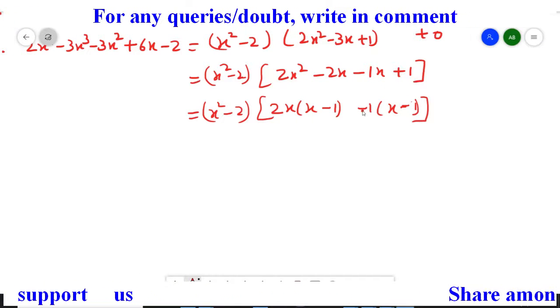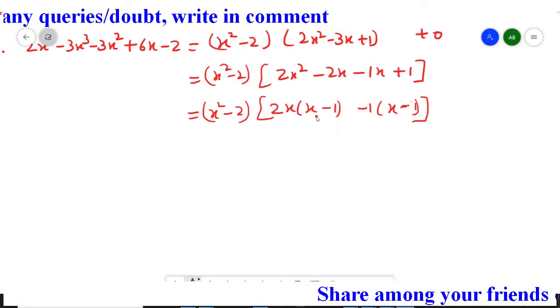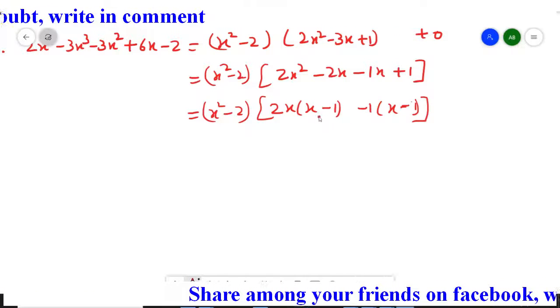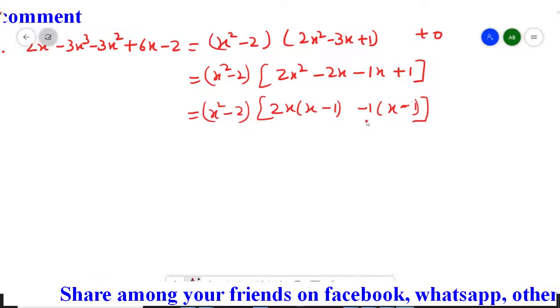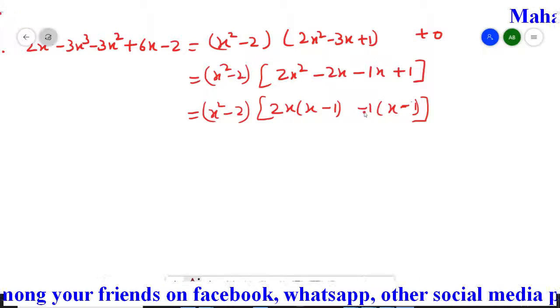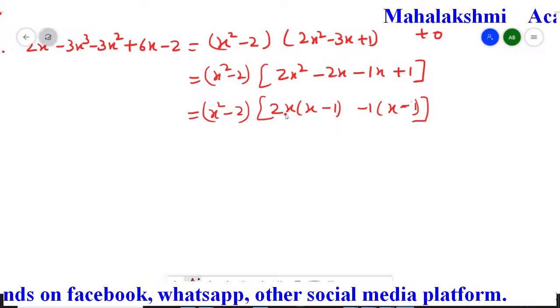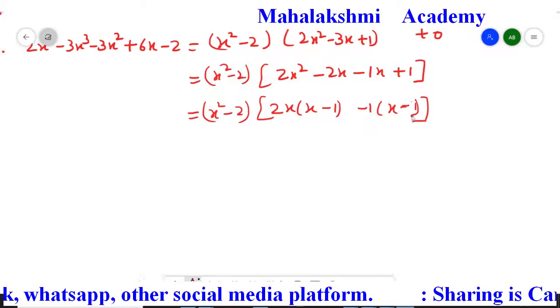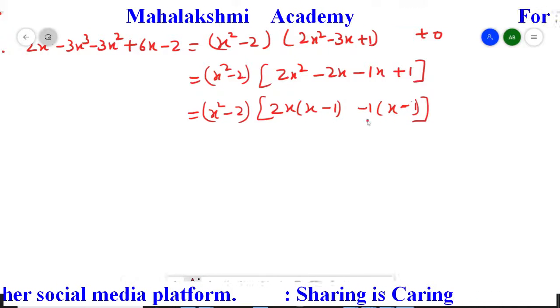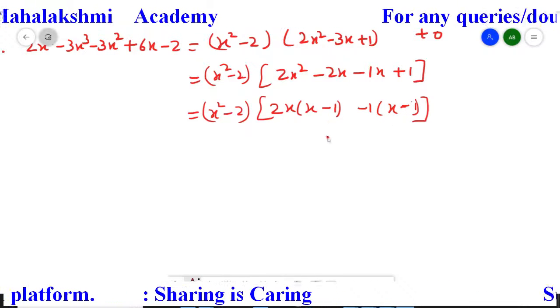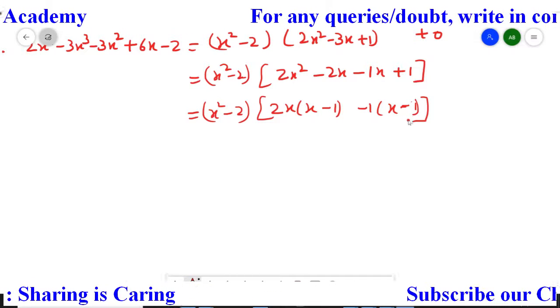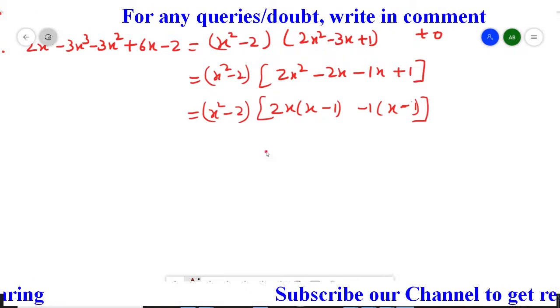But now why I took minus 1 common? The reason is, after taking common, both brackets should be similar to each other. That's why I took minus 1 common. Now this is your first term and this is your second term. Now in these two terms this bracket is same. So in next step this bracket I am going to take common. And this one I am going to write down as it is.